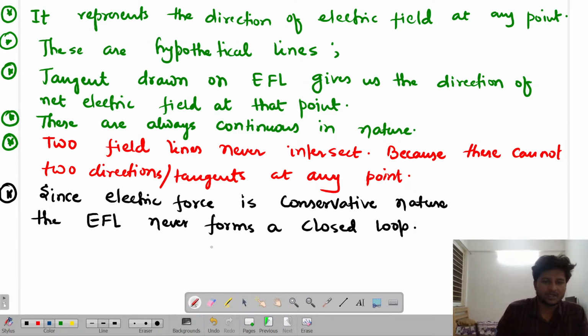So the point is simple. The electric force is conservative in nature. You should never ever form a closed loop with the electric field lines. Are you able to get me or not? Next point.